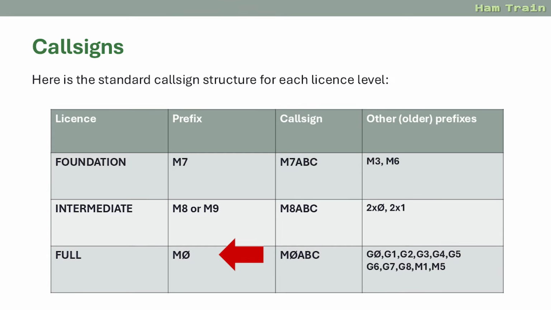And moving on to the current full UK call sign, that is M0, for example M0ABC. Older prefixes include M1 and M5, and also any call sign beginning with a G.